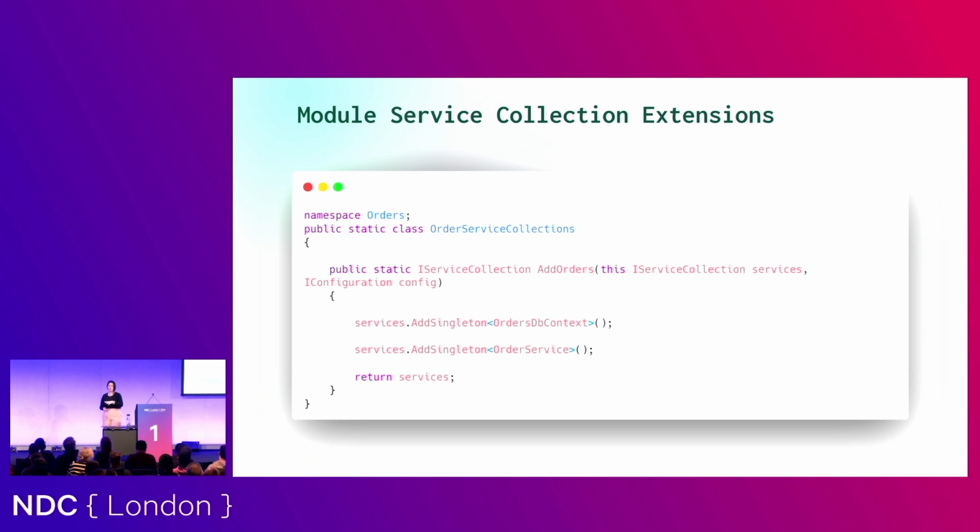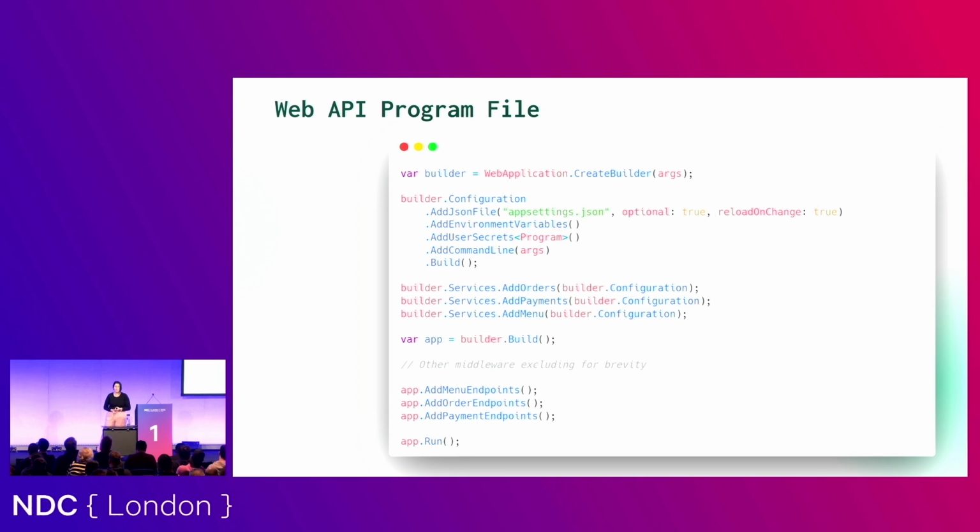So we also have our dependency injection stuff. So we've created all of these extension methods within the module. And then in the executable, we can add those in. So there's everything that we need to register for dependency injection, and then we have everything that we need for our endpoints. So your web API, as the executable, is responsible for instantiating everything that your modules need.